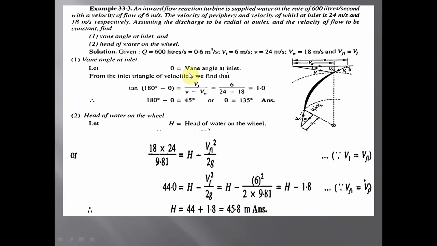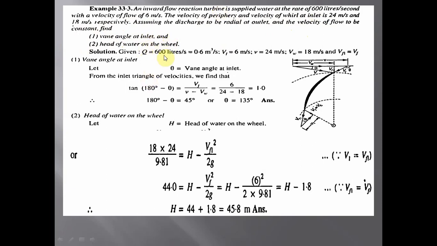Okay. Second problem. An inward flow reaction turbine is supplied with water at a rate of 600 liters per second with a velocity of flow of 6 meters per second. The velocity of whirl and velocity of wheel at inlet are 18 meters per second and 24 meters per second respectively. Assume the discharge to be radial at outlet and the velocity of the flow to be constant. Find vane angle at inlet and head of water on the wheel.